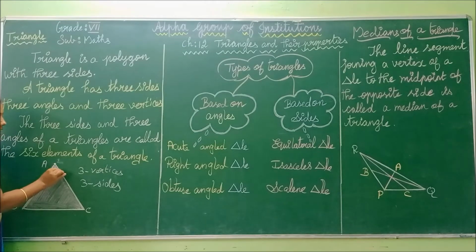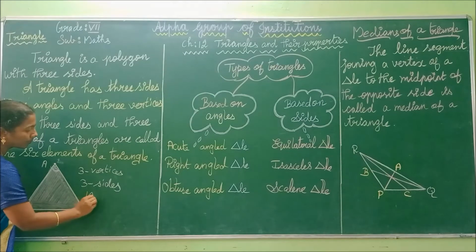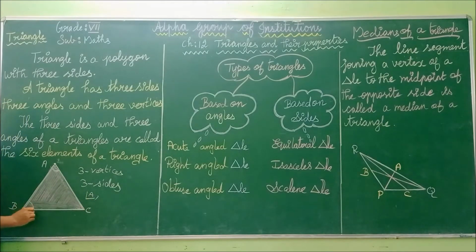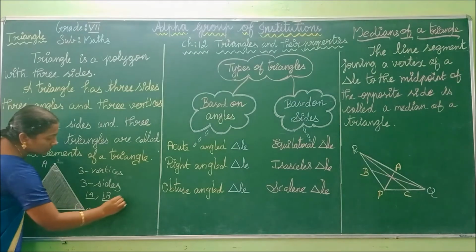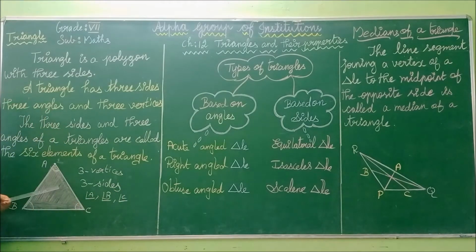See here, we can also name this triangle. We name this angle as angle A, or any number also. So, I am naming this angle as angle A. Similarly, I am naming this angle as angle B. I am naming this angle as angle C. So, a triangle has three vertices, three sides and three angles.